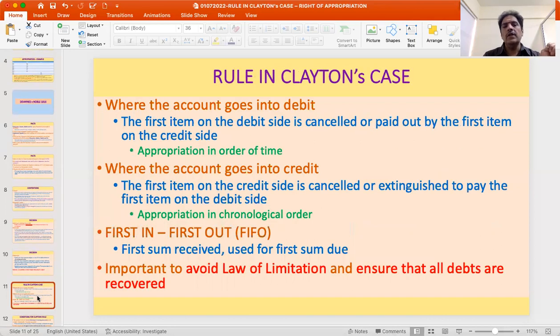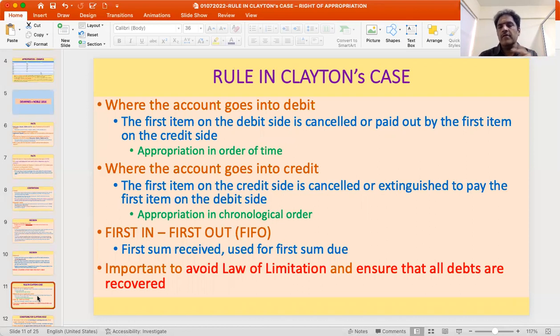So what is the rule in Clayton's case? Where the account goes into debit, like in an overdraft account, etc., the first item on the debit side is cancelled or paid out by the first item on the credit side. So appropriation is in order of time. Then suppose there is a sweep-in kind of an account where the account goes into credit. The first item on the credit side is cancelled or extinguished to pay the first item on the debit side. So here, the appropriation again is in the chronological order, and the general principle can be reduced into an acronym called FIFO, that is first in, first out. The first sum received is used to pay the first sum due.